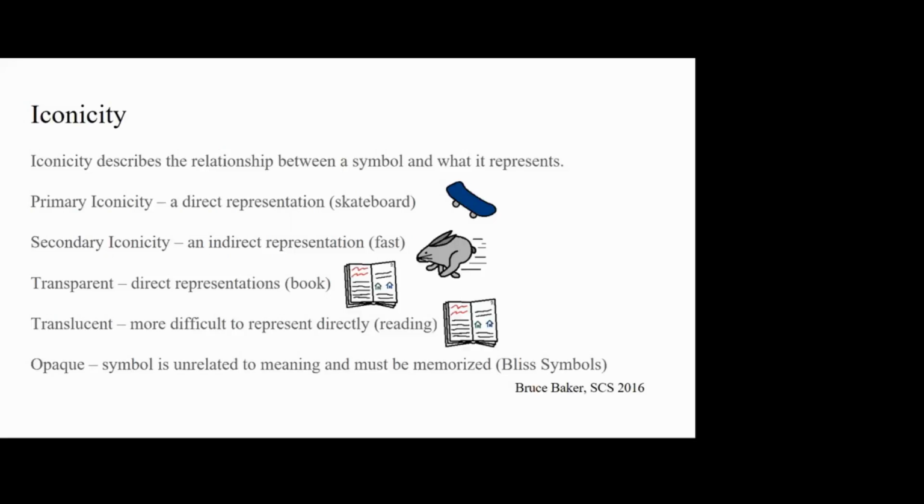Transparent, again, is a direct representation. So this book is a book, and translucent might be a little bit more difficult to represent directly. So a book might mean reading. Okay. And opaque is a symbol that's unrelated to meaning and must be memorized, like the very old list symbols or some of the other symbols that are available in many systems that really need to just be memorized, because it's very difficult to create any sort of causal relationship between the symbol and what it means.